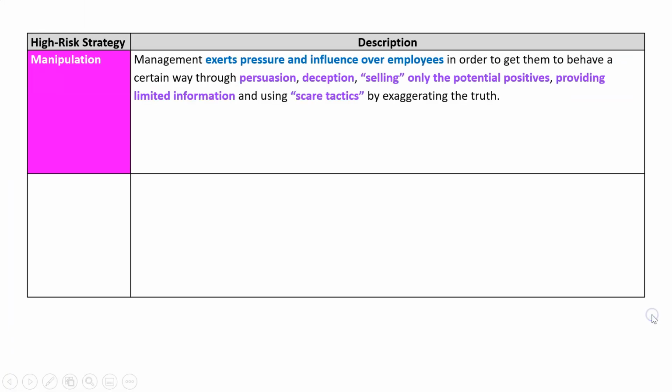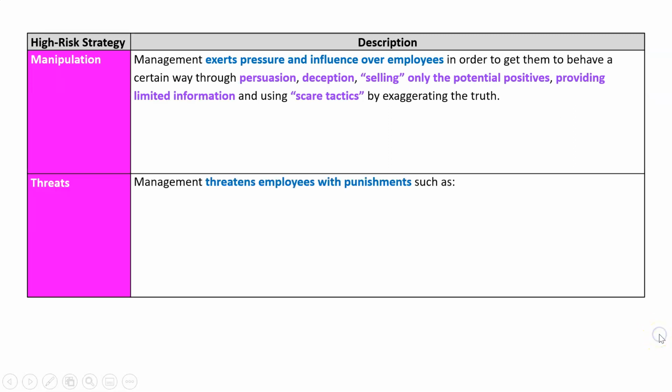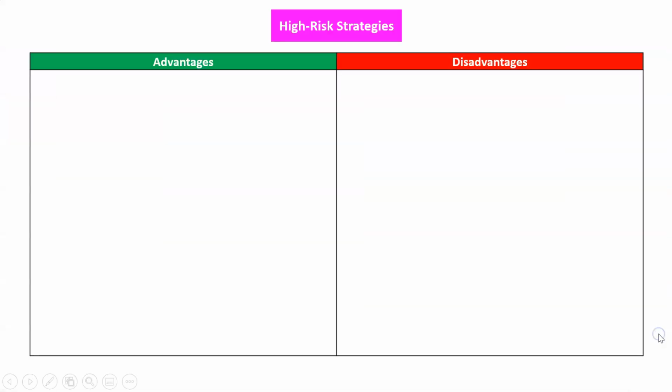We also had high-risk strategies, manipulation, exert pressure and influence. So use persuasion, deception, only sell the positives, scare tactics, etc. Or threats, so use punishments. Punishments like demotions, pay reductions, loss of job, or maybe some unpaid overtime. And that has pros and cons too.